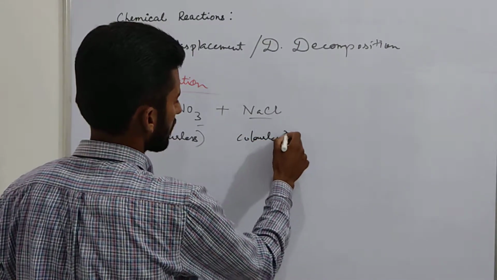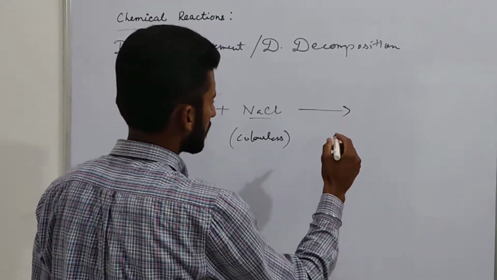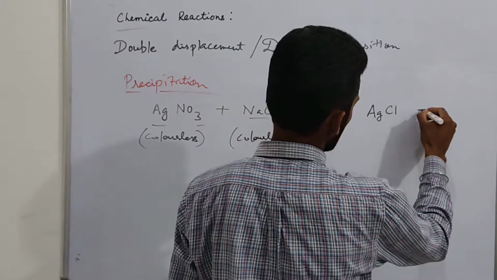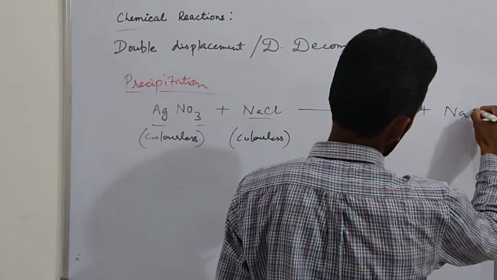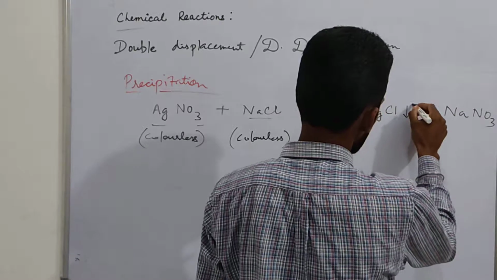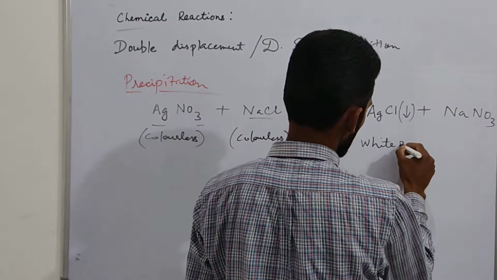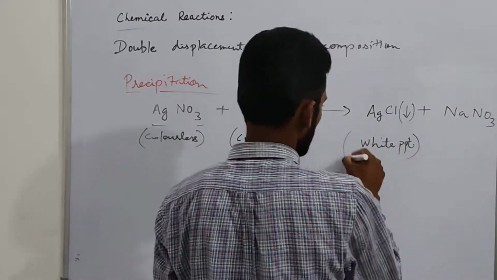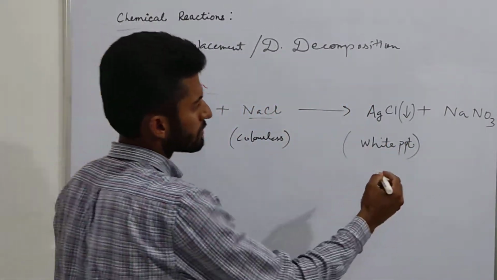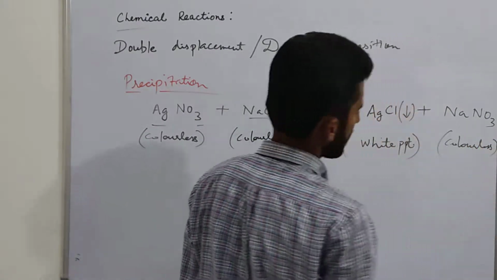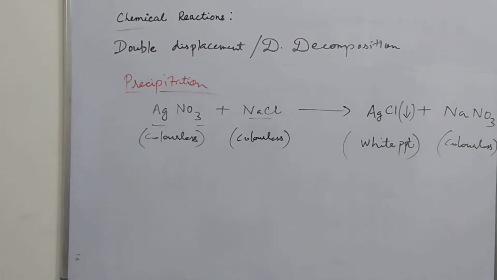When silver nitrate is added to this sodium chloride solution, a new precipitate is formed, that is silver chloride, plus sodium nitrate. Now this silver chloride will be in the form of precipitate, and the color of the precipitate will be white. Precipitate, short form I am writing PPT, and this one, NaNO3, is a colorless solution. Clear? So this is a general example of one precipitation reaction.